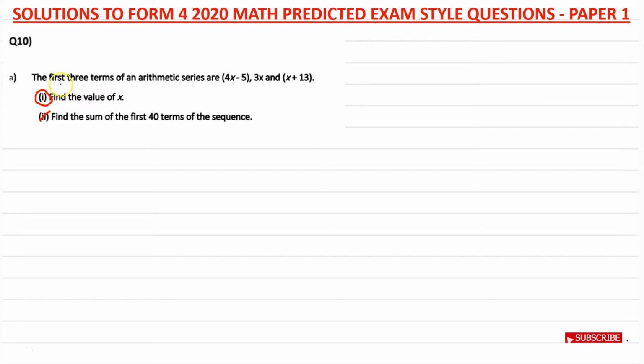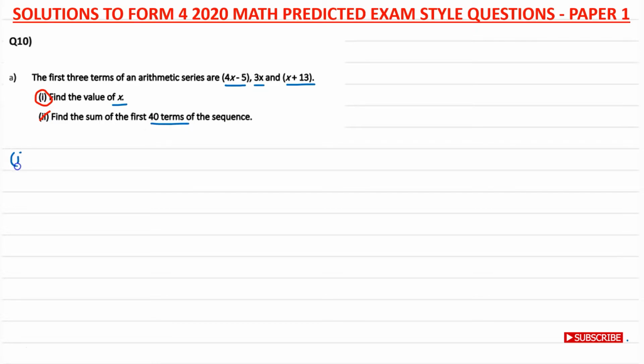For part A, we're told the first three terms of an arithmetic series are 4x minus 5, 3x and x plus 13. For part I, we're asked to find the value of x, and for part II, we're asked to find the sum of the first 40 terms of the sequence.